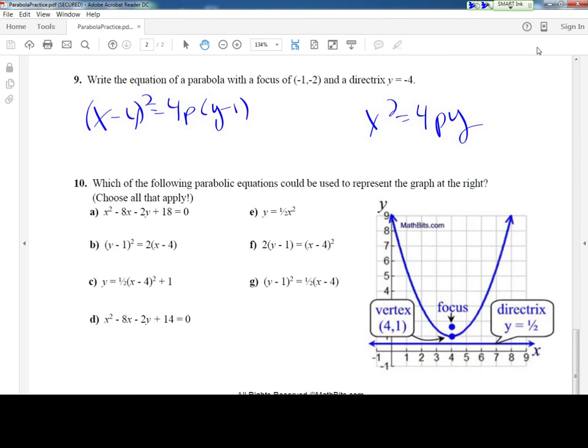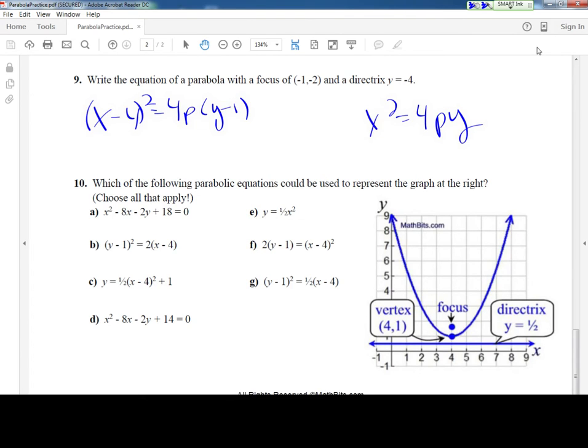So does everybody see how translations work? They're pretty simple, right? It's just like we did with circles, the opposite type of thing. We're trying to figure out which of these equations fits this parabola. And they're probably different versions, because all they've done is math the heck out of it.